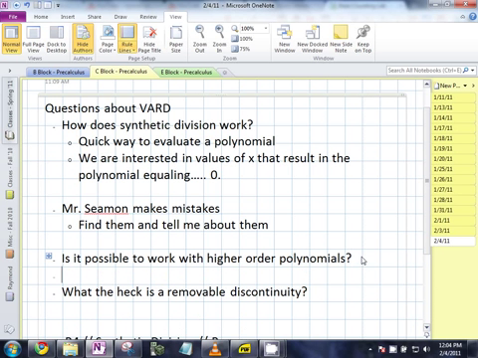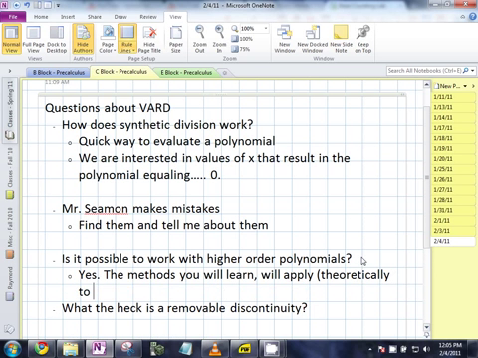Now this really is the key question. What is the answer to this? Yes. The method I'm teaching you will apply theoretically to any polynomial. Does that mean you're going to be able to do it easily on any polynomial? No, but it'll at least give you a place to start.